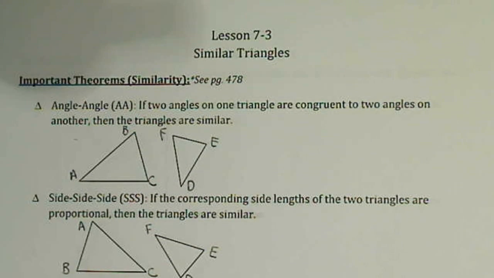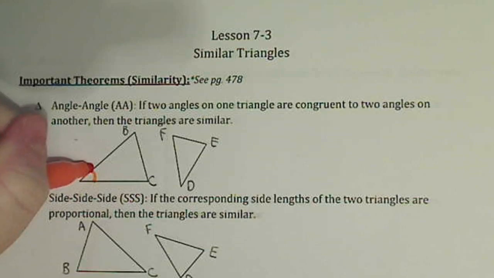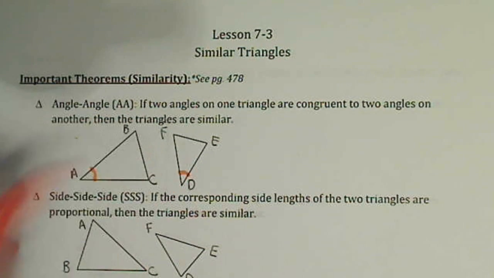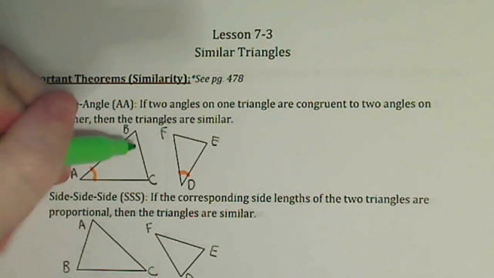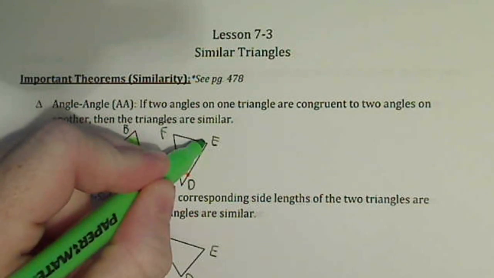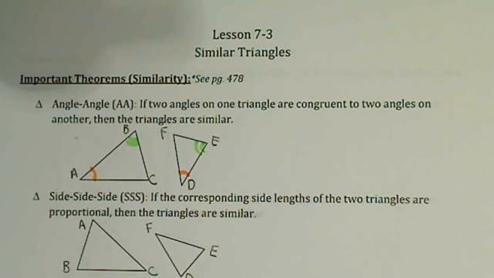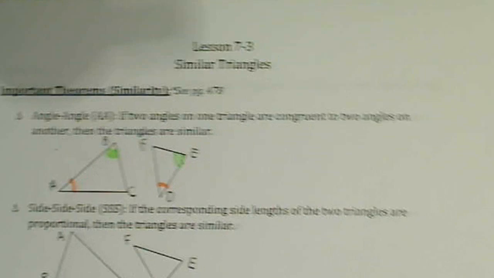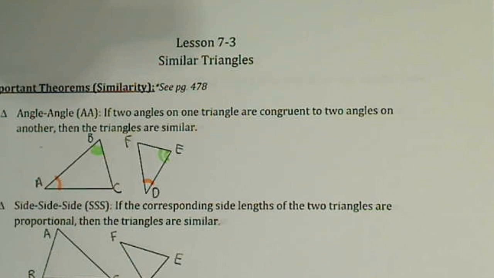Remember, all of these theorems are just proving similarity. They're not proving congruence. So what this means is, let's say angle A here is congruent to angle D on the other triangle. And let's say that angle B is congruent to angle E. So if we have two angles that are congruent, then we can say that these triangles are similar.